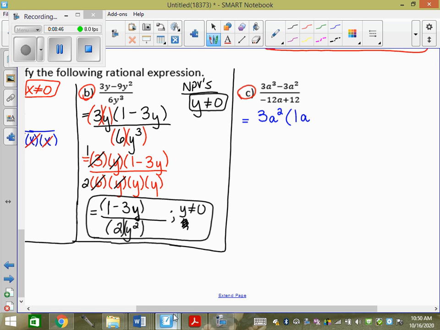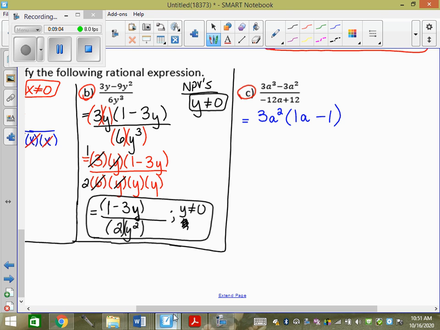Just because it's a 1. Because 1 times anything is itself, so that's why we don't have to write that. And then minus 3a squared, take out a 3a squared, 1. Do I have to write that 1? Yes, because it doesn't have just a variable, and I need to have 2 terms.